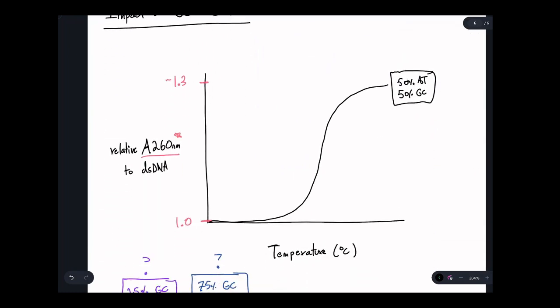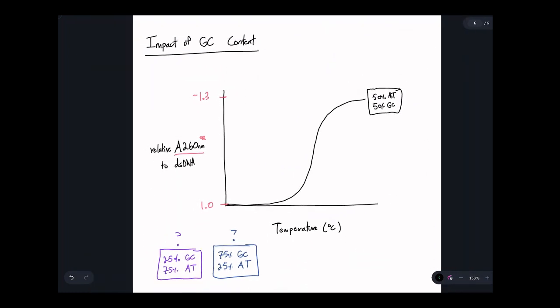Just to understand the impact of GC content, right, as one of those things that affects the melting temperature, again, we're measuring the relative A260. So up here, we're looking at individual strands of DNA at high temperature. Down here, we're looking at a helix. And here, it's 50-50 at the Tm.